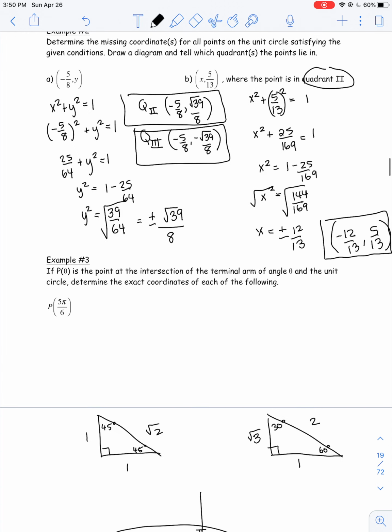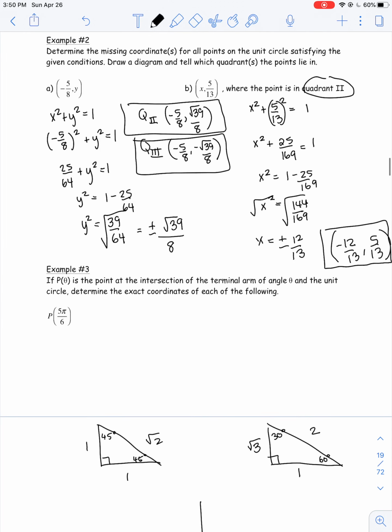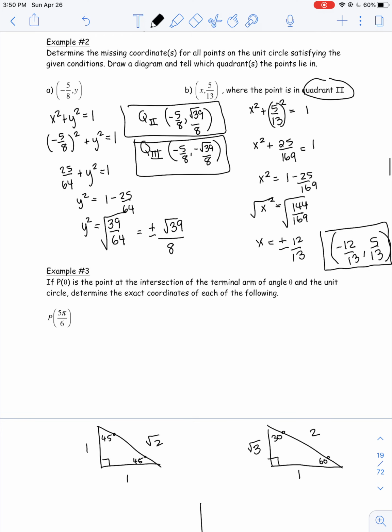Now, example number 3, it says if a point at the intersection of the terminal arm and the unit circle, determine the exact coordinates of each of the following. We need the coordinates when it comes to the unit circle are always x, comma, y. X always represents your cos value and y represents your sine value. So what they're really asking us to do is get the coordinates of cos of 5 pi over 6 and sine of 5 pi over 6.